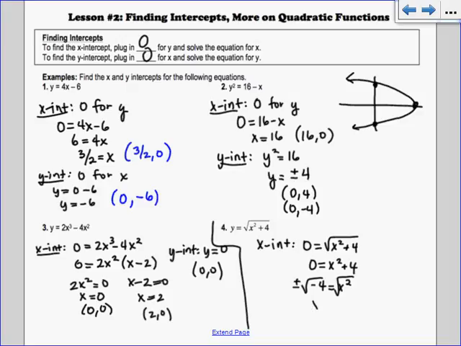Okay, so we get x equals plus or minus 2i. So you can just kind of cross that out. So there's no x-intercept when that happens. All right, the y-intercepts, though, maybe that happens.